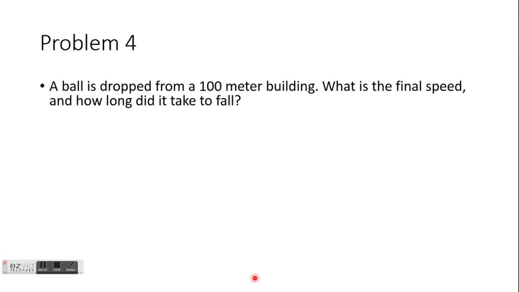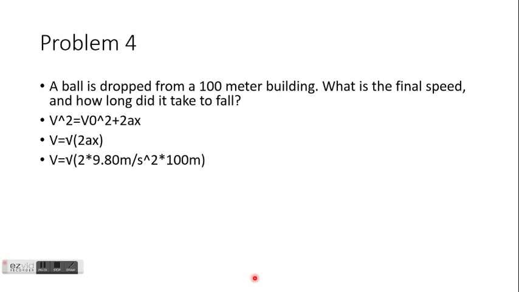So we'd use v squared equals v naught squared plus 2ax to find the final speed. Plug in everything we know, because there's no initial velocity, so v is just the square root of 2ax. And so then v is equal to the square root of 2 times 9.80 meters per second squared times 100 meters, which is equal to 44.3 meters per second.